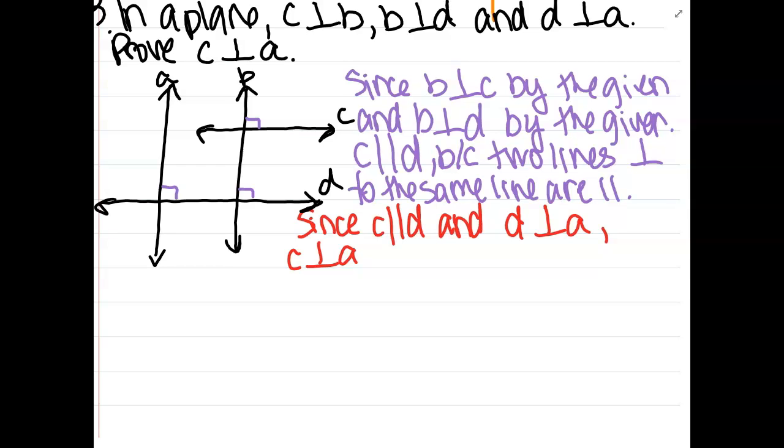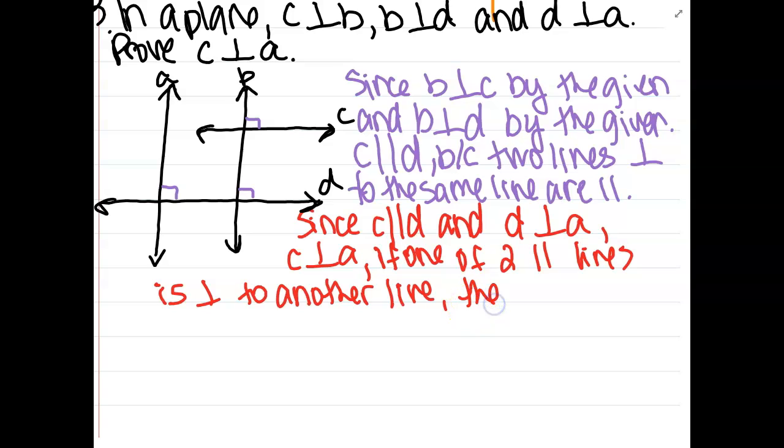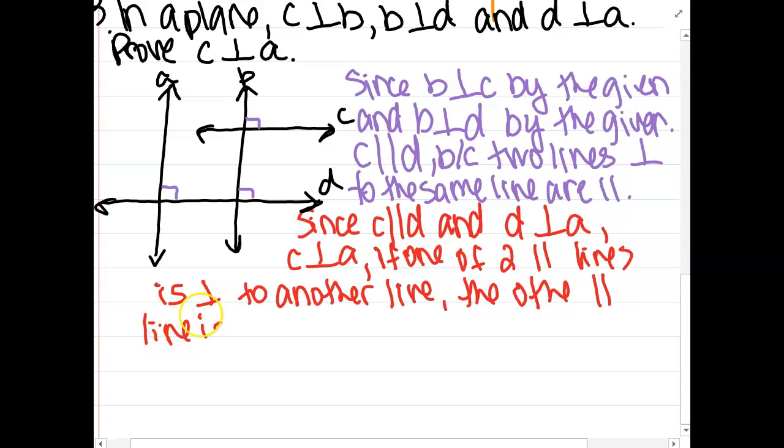Now remember, you can't say Theorem 3.10 because our Theorem 3.10 may be different than somebody else's. So what Theorem 3.10 says is, if one of two parallel lines is perpendicular to another line, the other parallel line is also perpendicular. There we go. There's our paragraph proof.